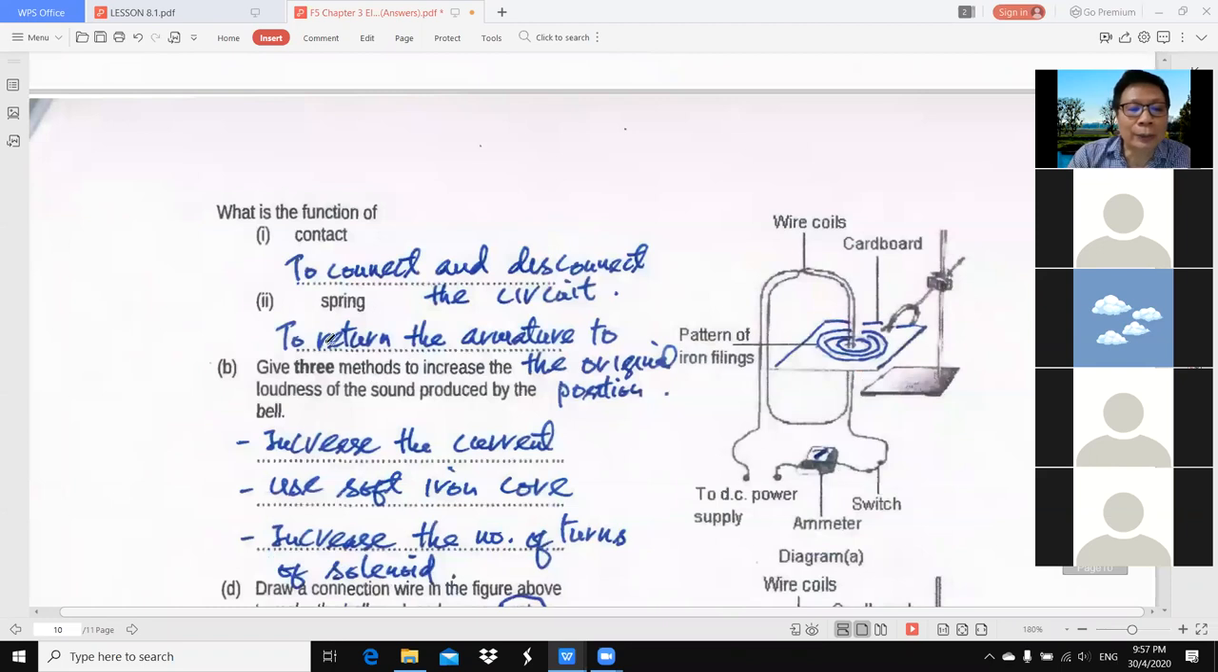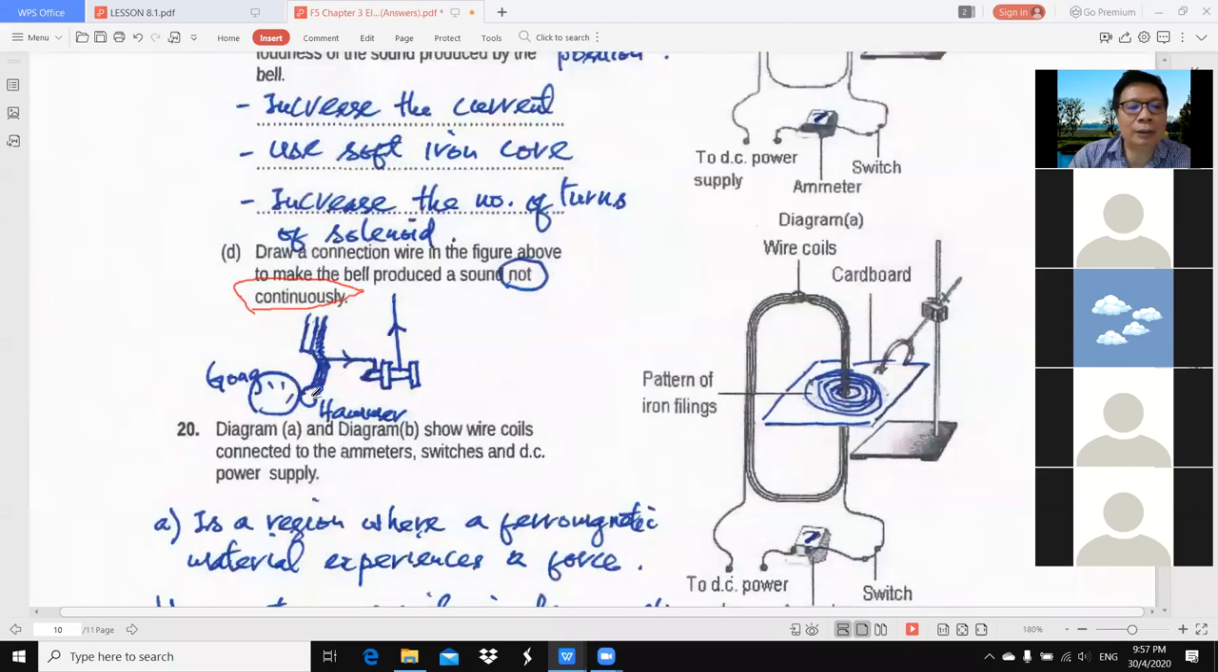I see now. You add one extra wire here. This is the armature, a hammer that knocks the gong, right? You add a wire here. When you have a wire here, this contact will never disconnect. Never disconnect means the current keeps flowing. So this thing here will always become a magnet.